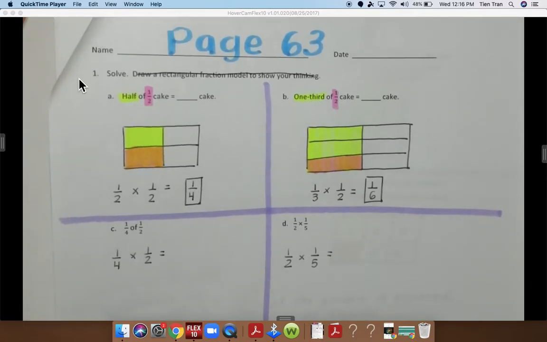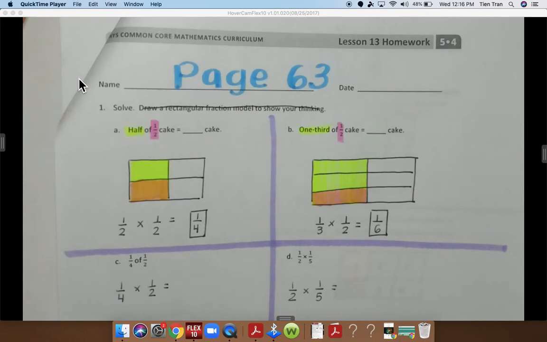We are on page 63, lesson 13, homework. And for the first problem, they asked you to solve and then draw a rectangular fraction model to show your thinking. I do want you to know how to solve for it. And the purpose of having the rectangular fraction model is so that you know what you're seeing and you're able to visualize what's going on to understand the concept.